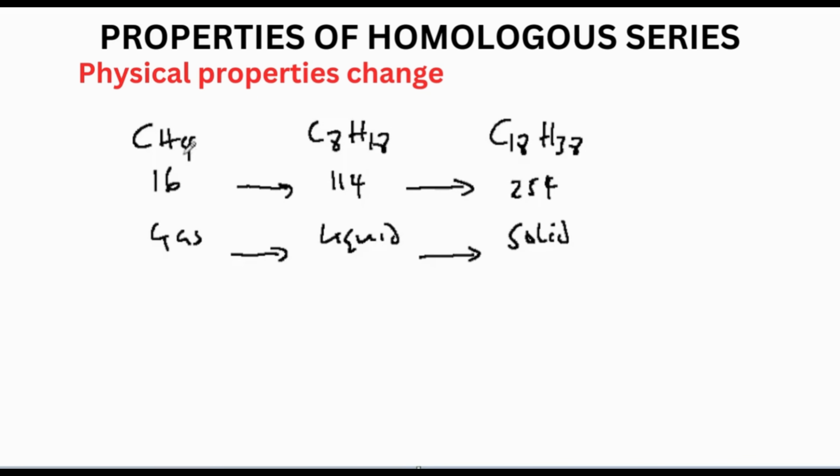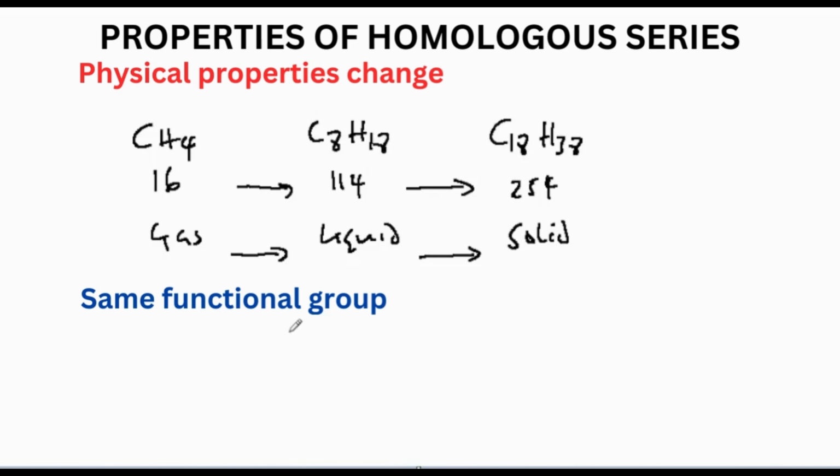The first four members of the alkane family are gases. The fifth member to the 17th member are liquids, and from octadecane upward, they are solids. The same thing applies to their melting points and boiling points. They also increase as the molecular mass increases, but solubility decreases as their molecular mass increases.